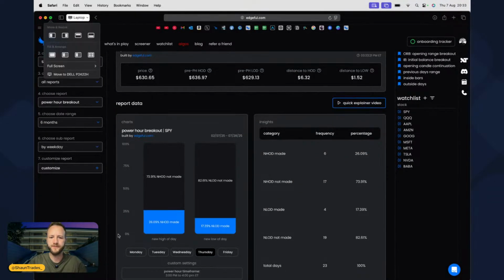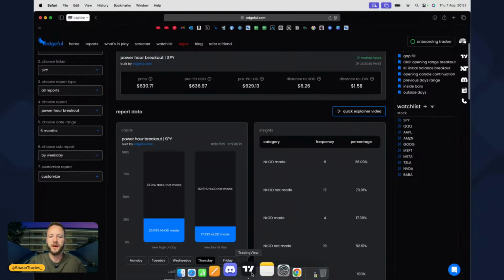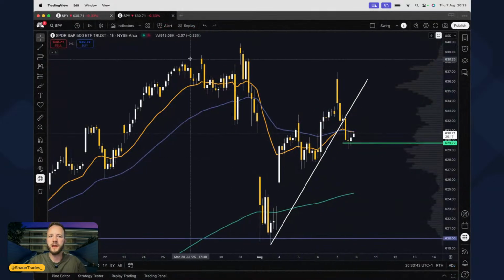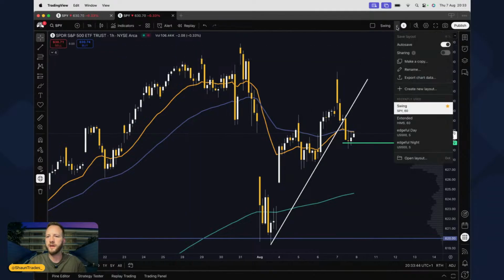There we go. So there's a 17% chance that a new low of day is made. So that's a new low of day in the power hour, which is 1 hour time frame. And you can see here, obviously, the low of day. Let me just change my setup to Edgepool Night.